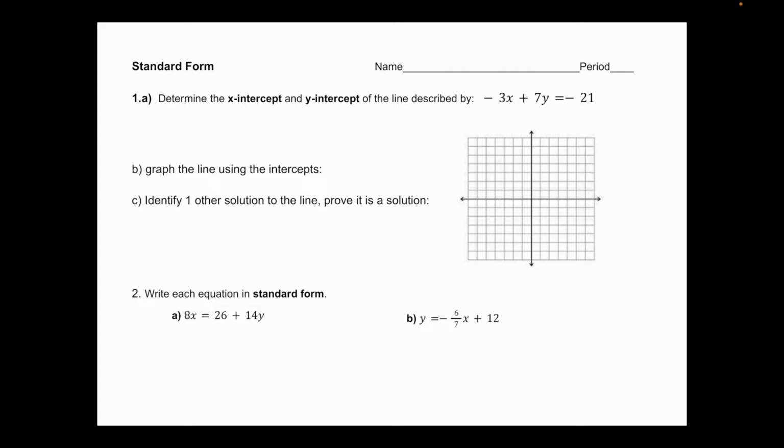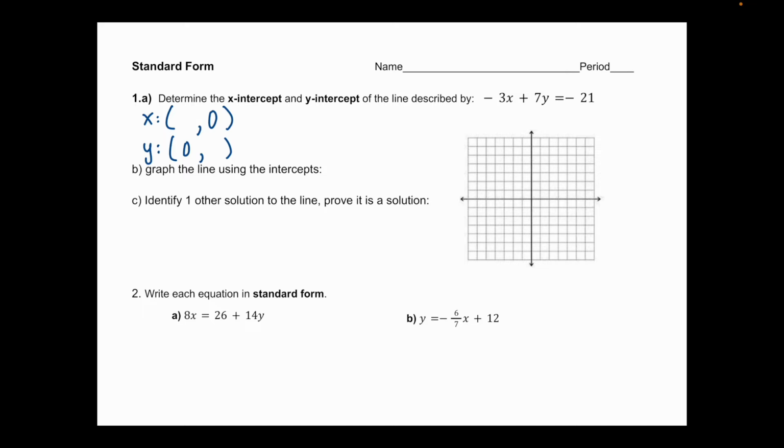So for part 1 here, at least for part A and part 1, we're going to determine the x and y intercept of the line described by this equation right here. And we can do that by plugging in 0 to actually find our different intercepts. So for the x-intercept, we're going to have a value for x and a 0 for y. And for the y-intercept, we're going to have the reverse. We're going to have a value for y and 0 for x.